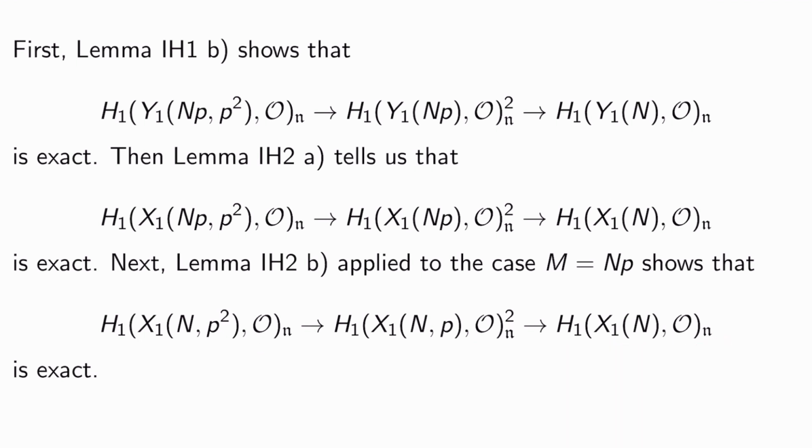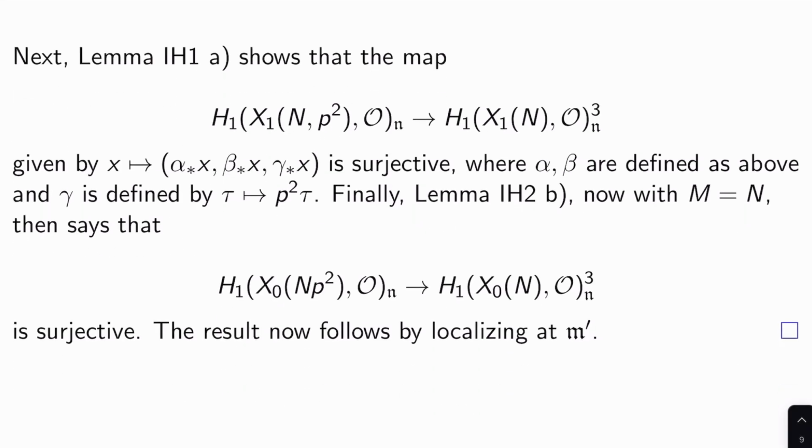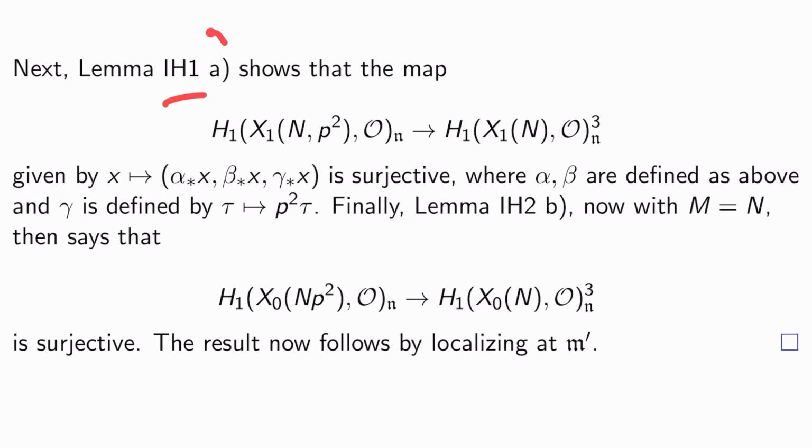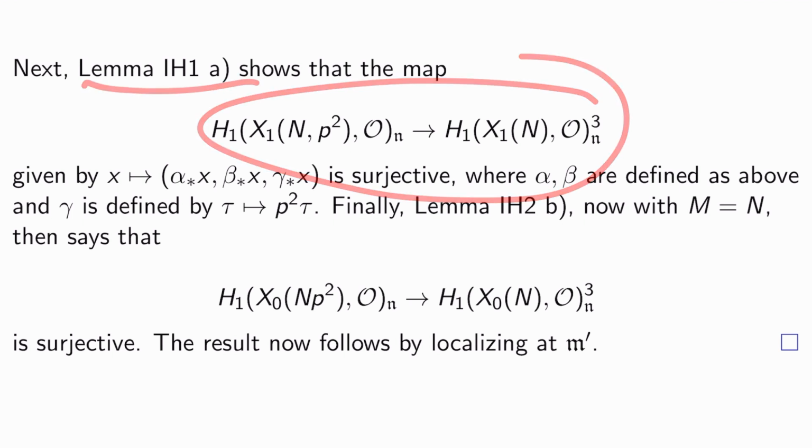So we keep bouncing around between different parts of these different lemma IH1 and lemma IH2 to actually get that various sequences are exact. And I've checked all this. The applications are pretty straightforward, actually. Okay. Then you use lemma IH1A to show that the map H1X1 NP squared O localized at n to H1X1 NO cubed localized at n, and this map, just to be clear, sends x to alpha lower star x, beta lower star x, gamma lower star x, is surjective, where alpha and beta were already defined, and gamma is defined by tau maps to p squared tau. Okay, so this map is surjective now by part A of lemma IH1.